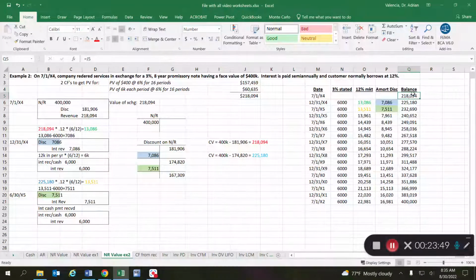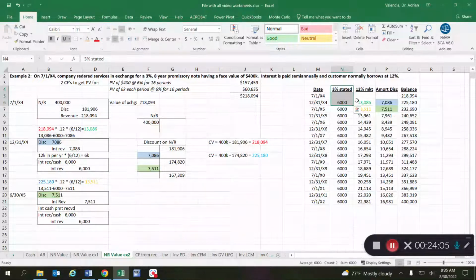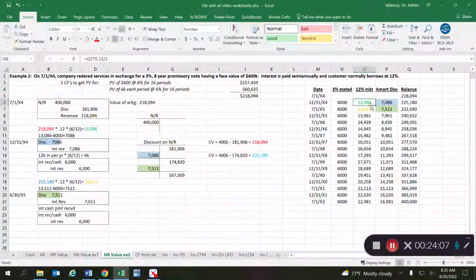This is like a loan. And then 6 months from now, there's a $6,000 payment that is received. And you can think of this as the 3% amount that is stated that is going to be paid. But then the actual interest is $13,086. And how do I compute that?